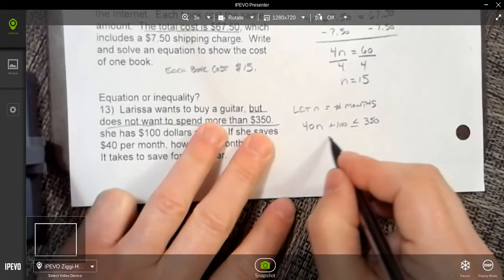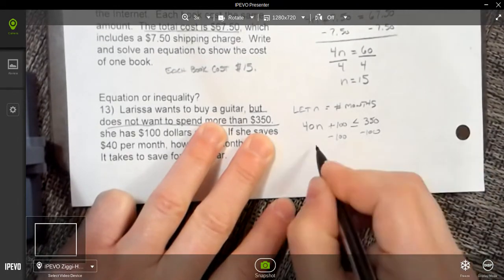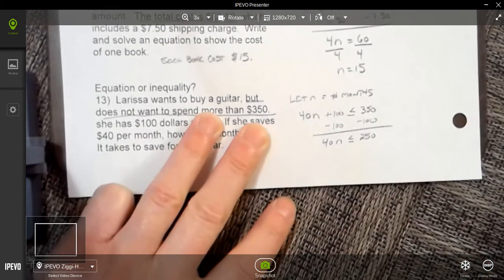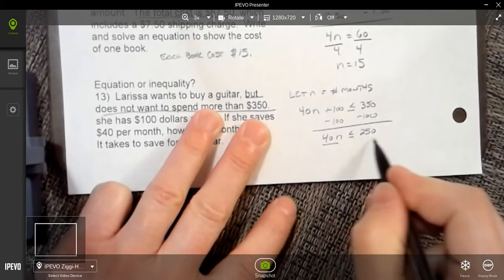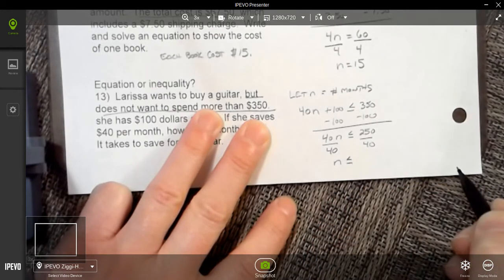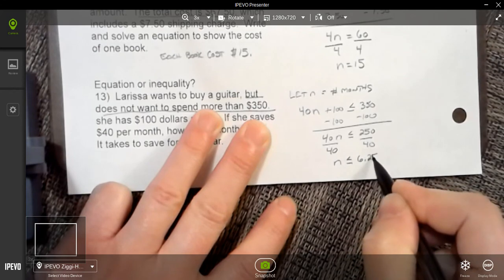From here, we would subtract 100 from each side. That's going to leave us with 40n is less than or equal to 250. And now I'm going to divide each side by 40. And that leaves us with n is less than or equal to 6 and 25 hundredths.